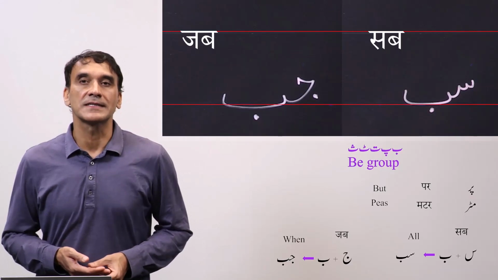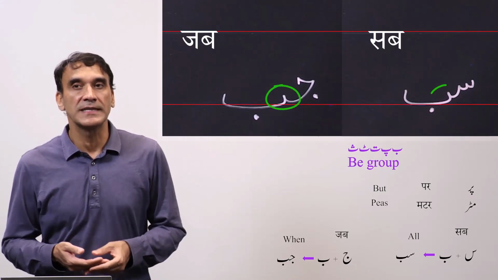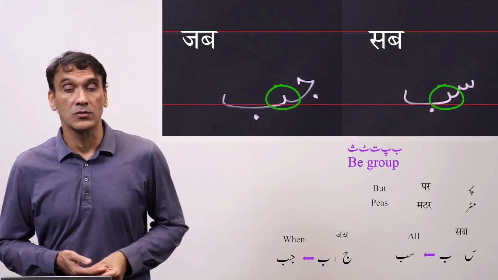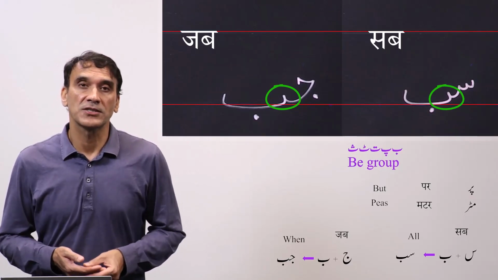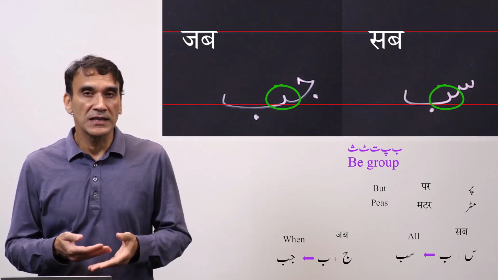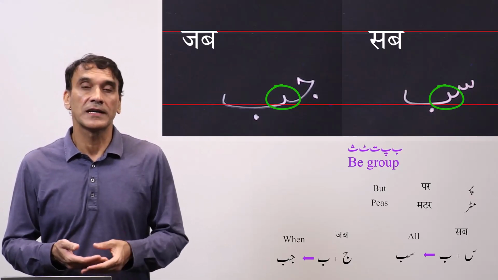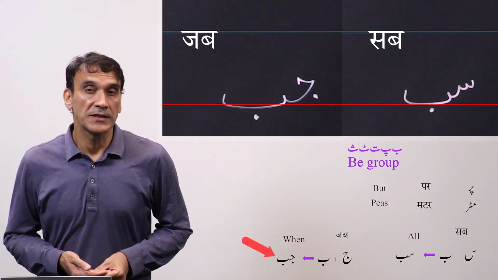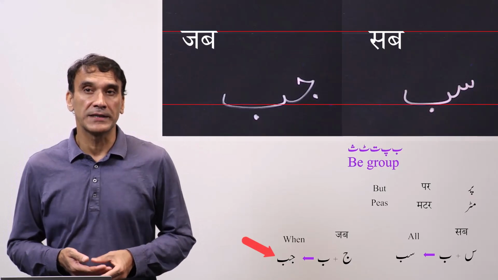The only difference is that they are attached to the preceding letters, which is Jim, the J sound, and Seen, the S sound. For now, just pay attention to the letter Be and ignore Jim and Seen because their initial forms are used, which we haven't learnt yet. So when you write letter Jab, the letter Jim will take initial form and Be will take the final form.